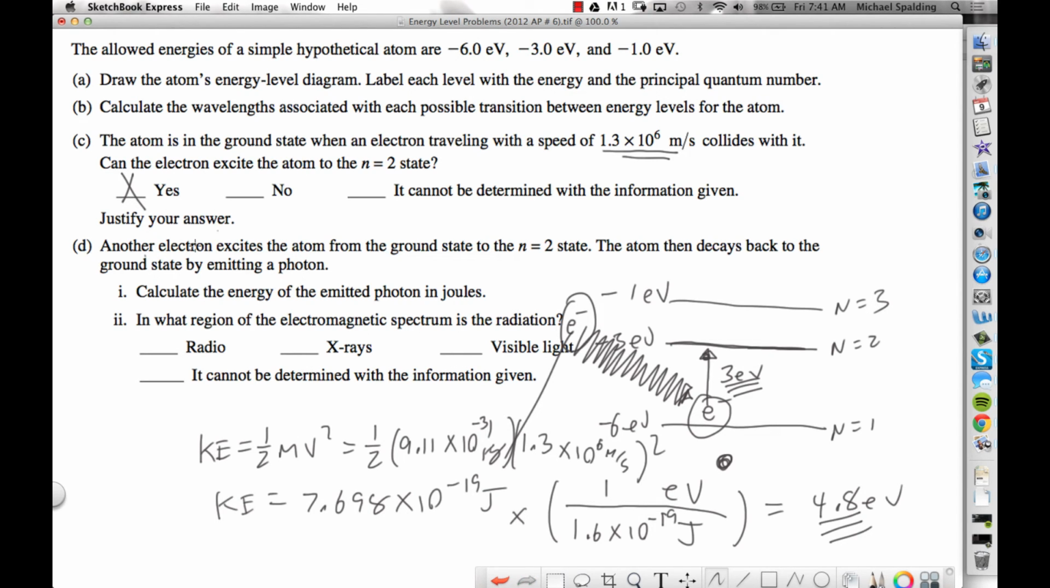And then justify your answer. 3 electron volts needed, 4.8 electron volts provided. Something like that.